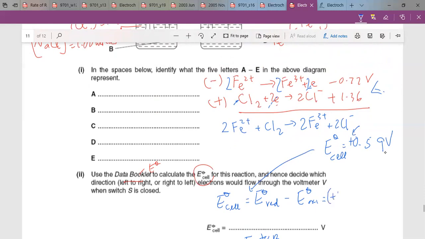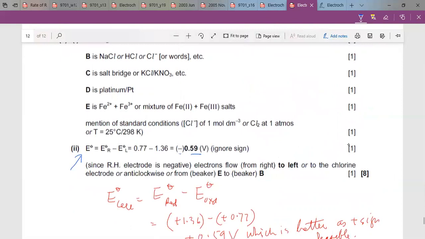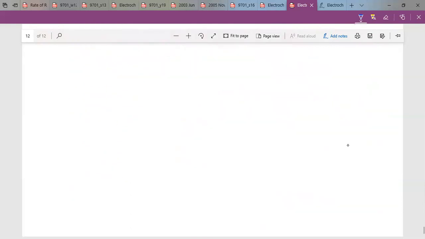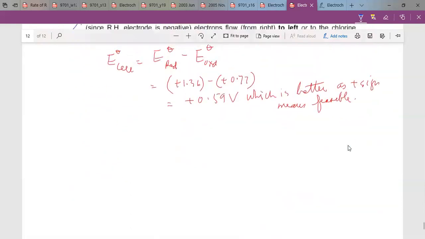Bracket plus 1.36. Just like thermochemistry, the sign is very important. Minus, okay. What is this one here? Remember, originally it is plus 0.77, okay? So of course you get positive 0.59. This is the correct answer, see? But the marking scheme tells you that it is minus here now. So I wouldn't say I disagree, I really don't care. But they say ignore sign, but you should have a positive to show that it's feasible. I'll tell you why. Later there will come another question like that.